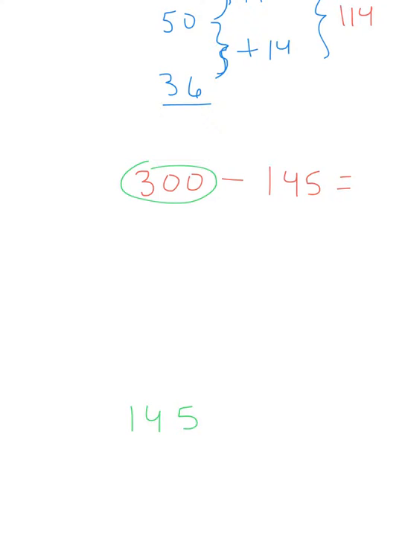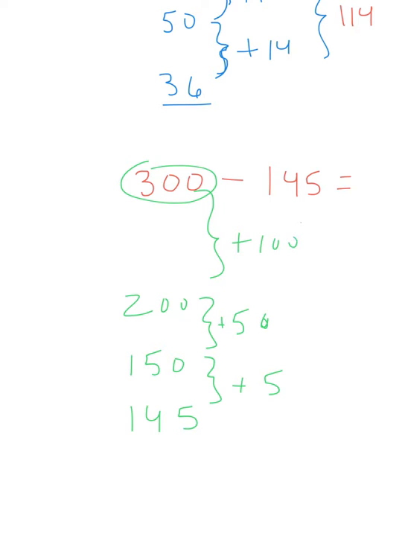So if I start at 145, well, maybe I only go to 150. So then I added 5 to get there. And then let's say, well, you know what, maybe I want to go to 200. So I added 50 there. And then I'm saying, well, wait a second, I didn't get to 300 yet. I'm still 100 away. If we bring all that together, that's 155. And that would be our answer.